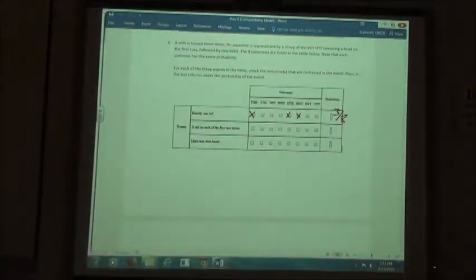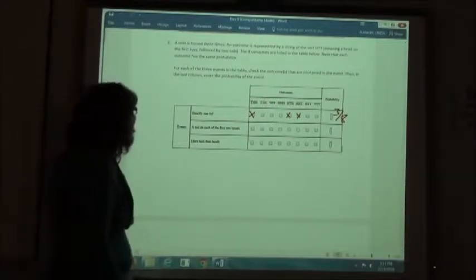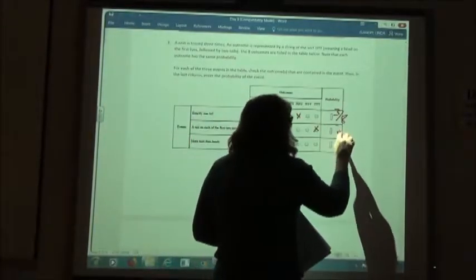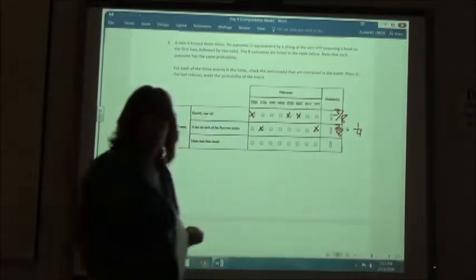A tail on each of the first 2 tosses. So we got to start with a T and a T. Which ones start with 2 T's? Second and last one. So my probability is 2/8 or 1/4, right?